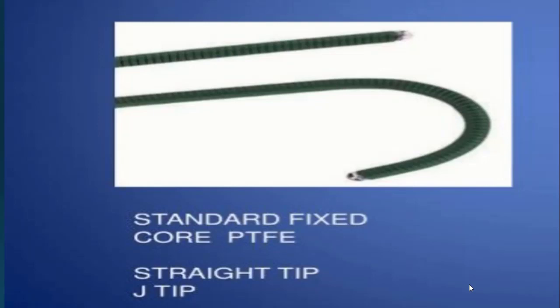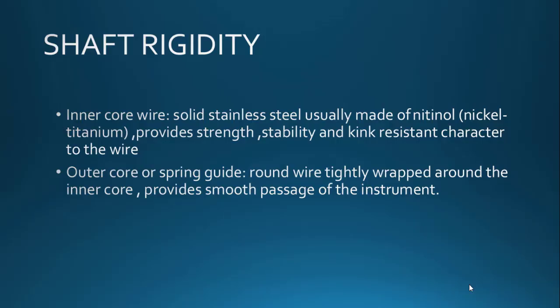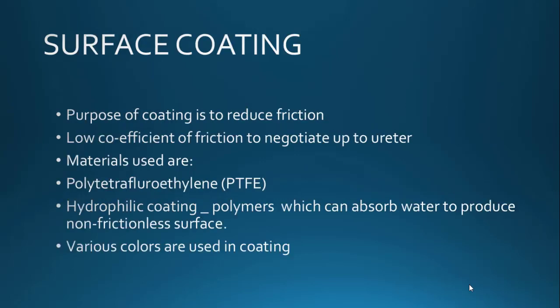This is the standard fixed core PTFE guide wire. The basic design of the guide wire is that it has an inner core and an outer core, which is the spring guide. The inner core is made of solid stainless steel or usually nitinol, a combination of nickel and titanium. It provides strength, stability, and kink resistance to the wire, while the outer core or spring guide is a round wire tightly wrapped around the inner core. It provides smooth passage of the instrument.